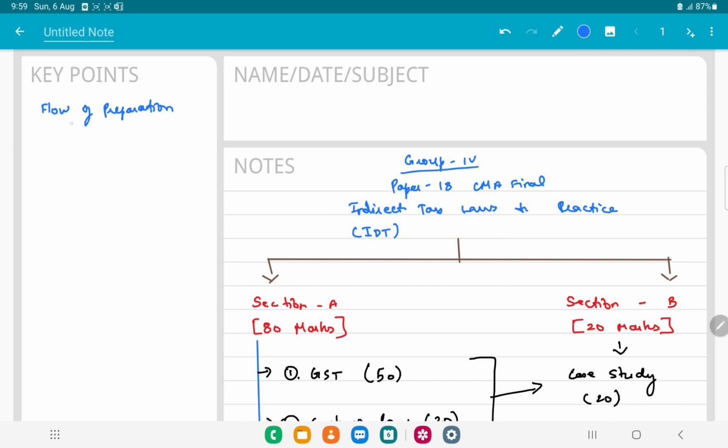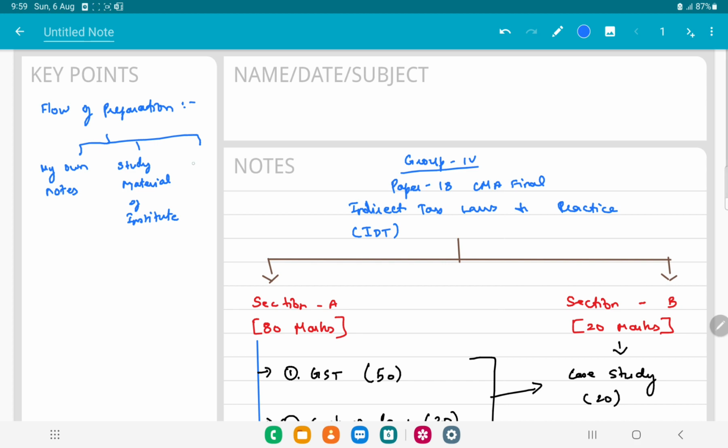My flow of preparation is, I will cover 3 things. First, I will cover my own notes, which will help you in understanding each and every topic of IDT, and then I will start with study material.